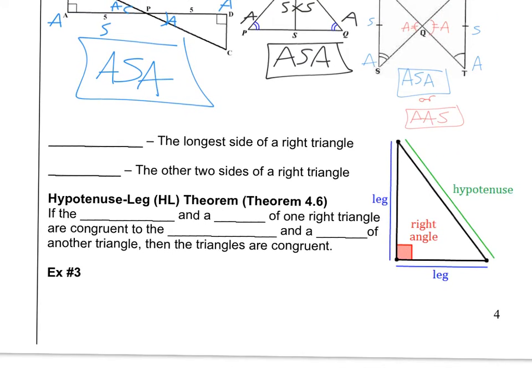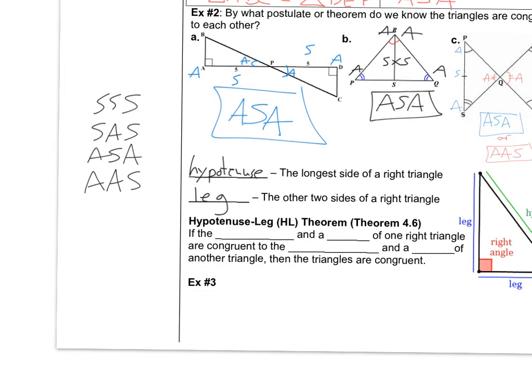When you have a right triangle, the hypotenuse is the longest side of a right triangle, and the legs are the other two sides. So these are both considered legs, even though they're not the same length, they're just legs. This is the hypotenuse, okay? So the 5th theorem, the HL theorem, says if the hypotenuse and a leg of one right triangle are congruent to the hypotenuse and a leg of another triangle, then the triangles are congruent.